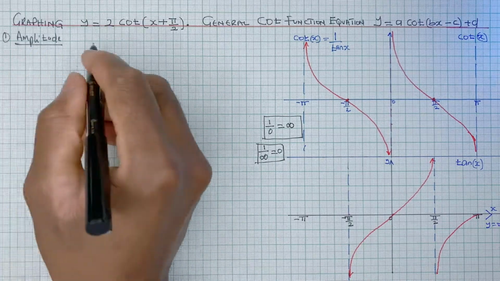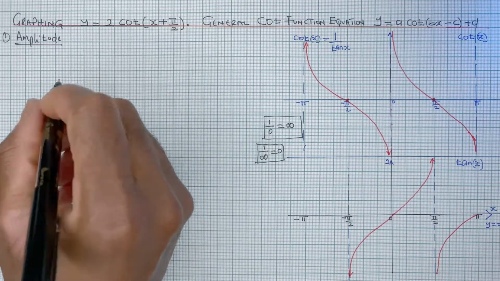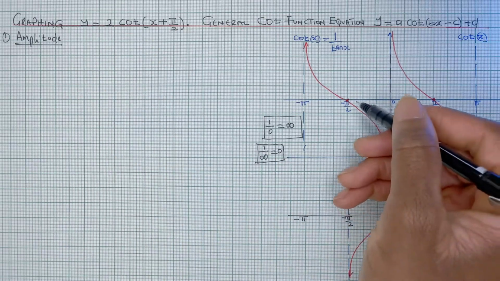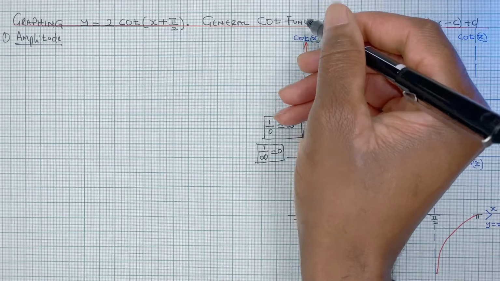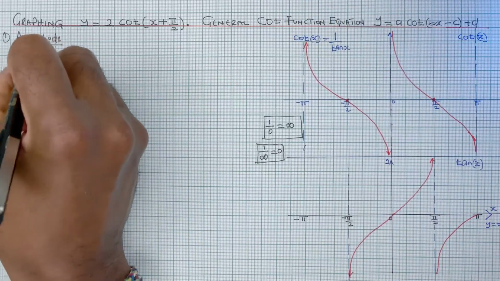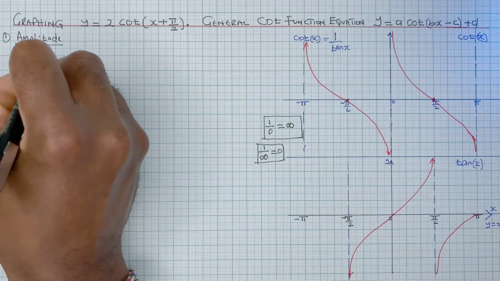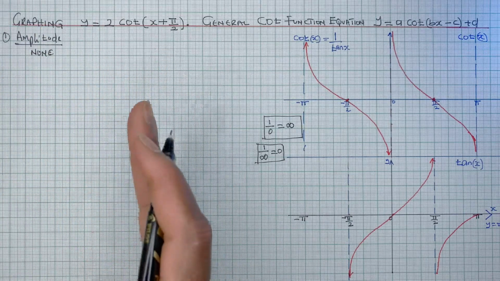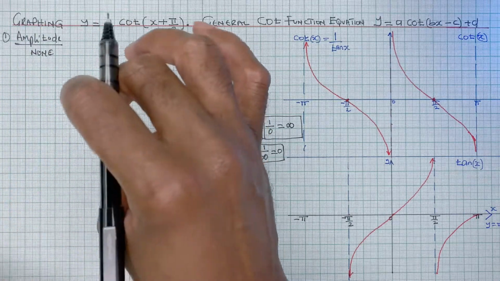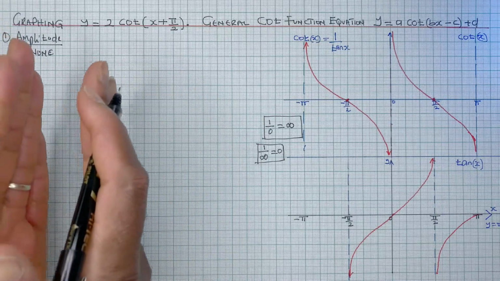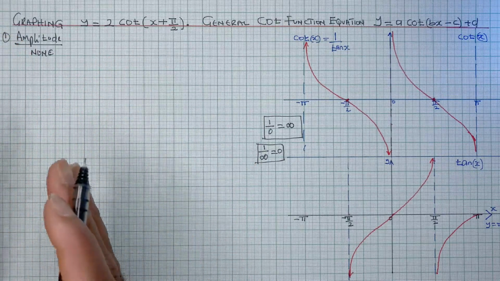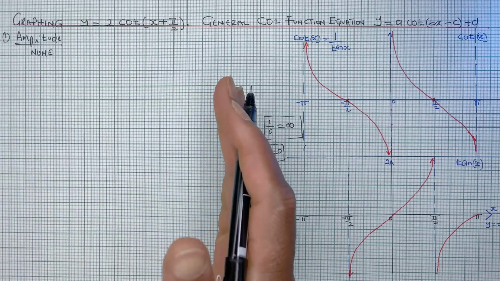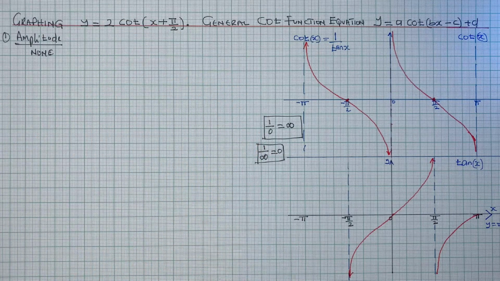The amplitude for this function: the 2 is meant to be the amplitude, but you can see the cotan function goes to infinity, so it doesn't have any cap. Therefore, the amplitude here is none. What the 2 is doing is speeding up the curve. That means it's making it skinny, so it's going faster. If it's a half, it will be broadening the curve, then the curve will be going slower.